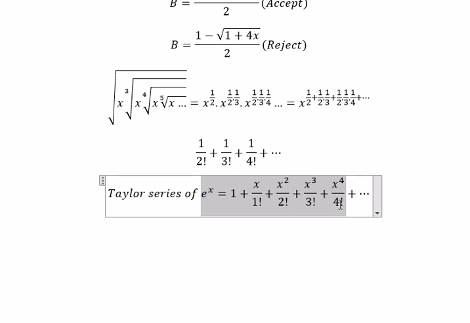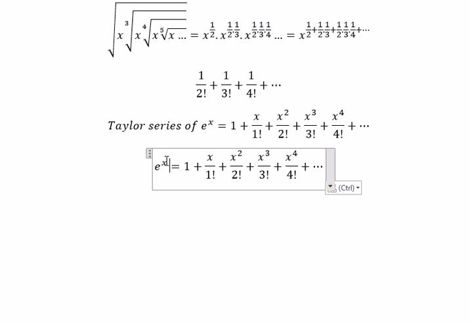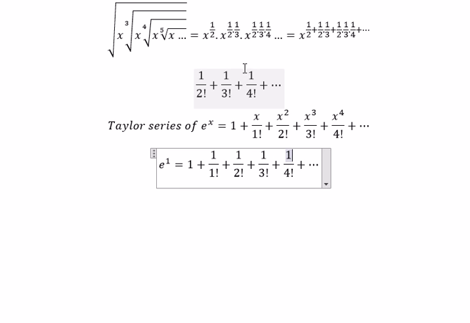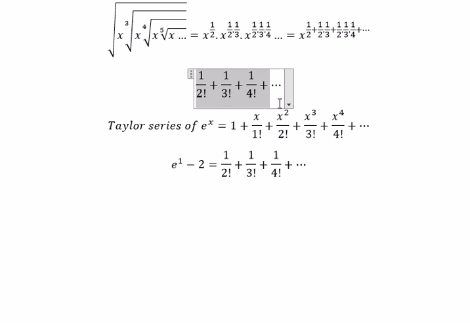And we know that if we put e to the power of 1, you get 1, 1, 1, and 1. But in the series, we just start from 1 over 2 factorial. So we remove the number 1 and 1 over 1 factorial here. On the left, this is number 1. So 1 plus 1 is 2. So we subtract 2 here. And we can get the series here.